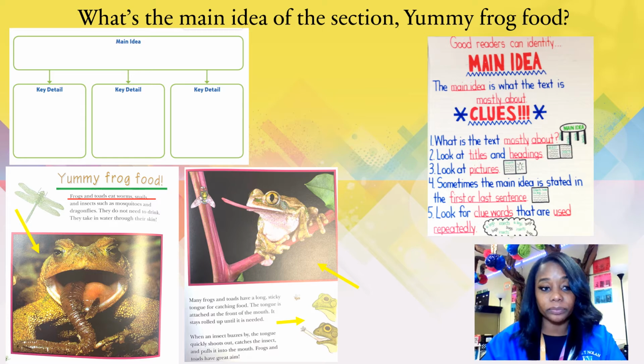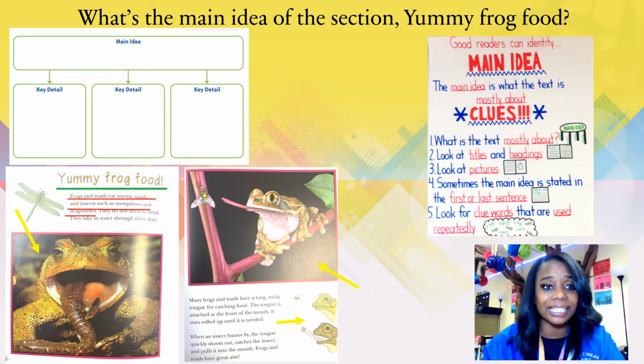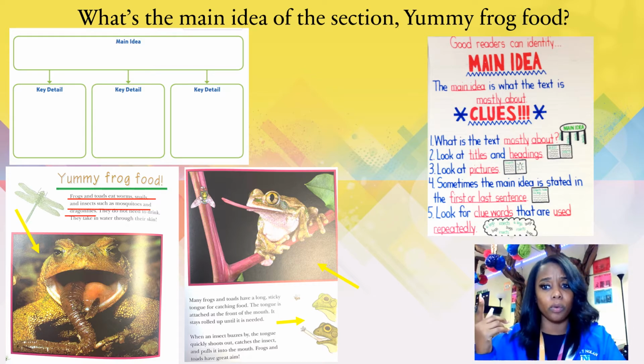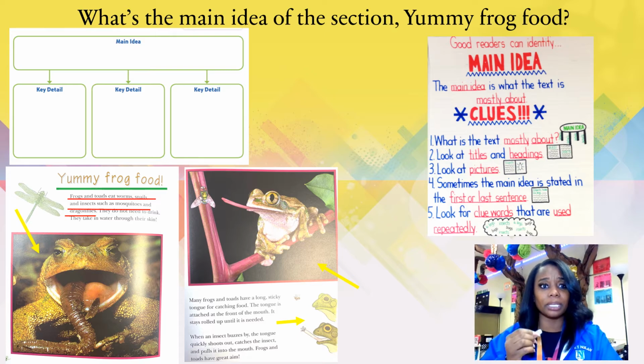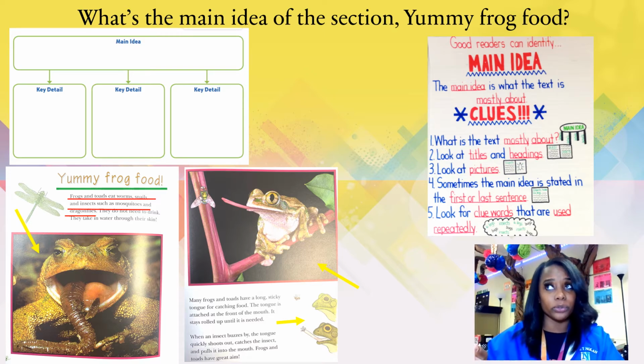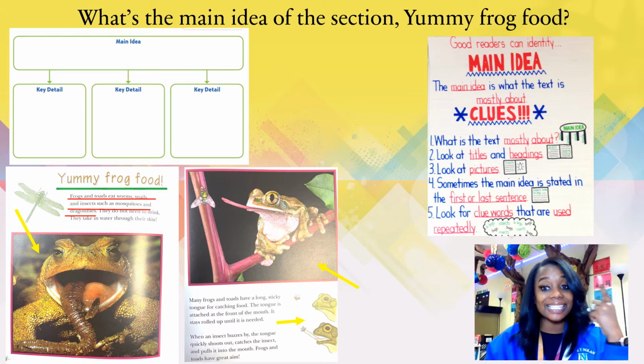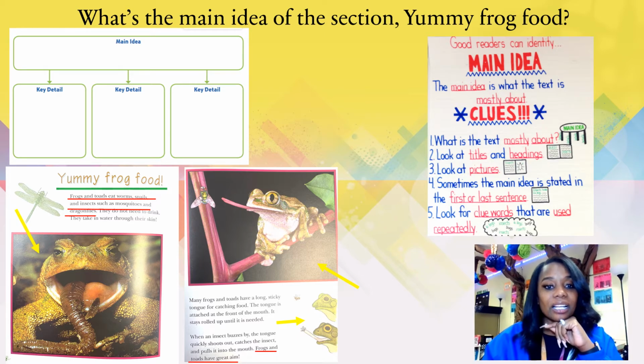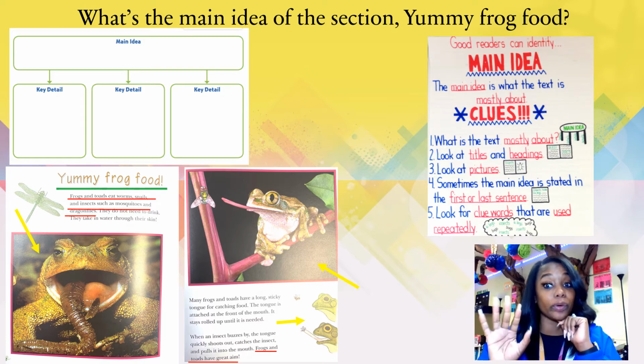Step 4. Sometimes the main idea is stated in the first and last sentence. So our first sentence says, frogs and toads eat worms, snails, and insects such as mosquitoes and dragonflies. Well, the title is telling me yummy frog food. Now the first sentence is telling me what type of food frogs and toads eat. Let's look at the last sentence. The last sentence is telling me frogs and toads have great aim.